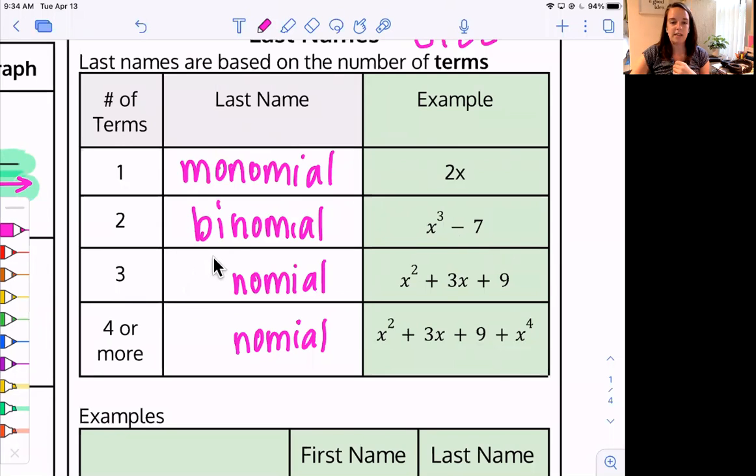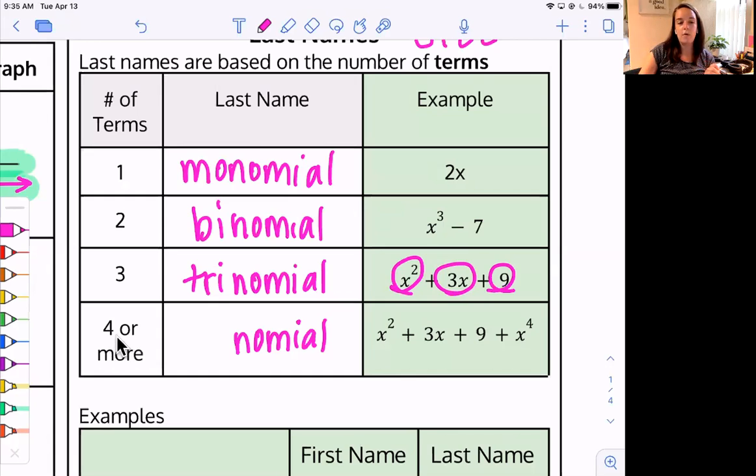What about 3? If I'm riding a bike, but it has 3 wheels. Hey, you guys knew already that I was going to say that. It's tri, like a tricycle. Trinomial. So if it has 3 parts, 1, 2, 3, it's called a trinomial.